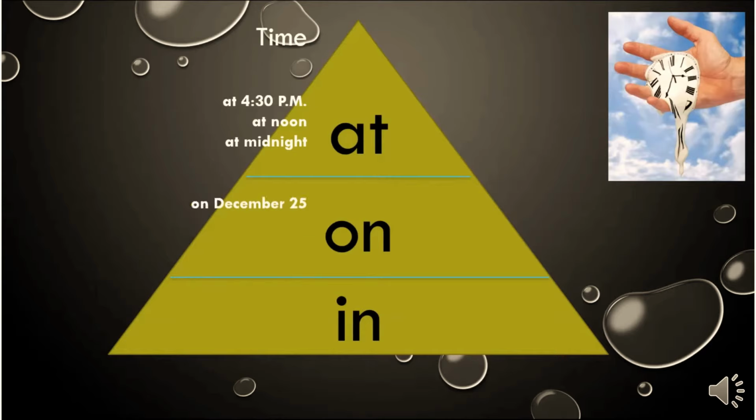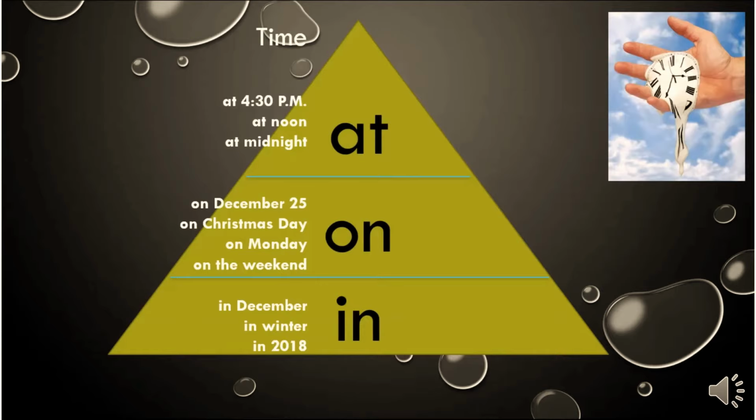What do you see? As we go down the pyramid, what's happening to our time? Notice at the very top of the pyramid, it's the most narrow. We have at the top. We use at to discuss small times, times that you would find on a clock. As the pyramid goes down, it gets wider, and we talk about larger amounts of time. On, we discuss days. Once again, we go a little further down the pyramid to discuss bigger frames of time using in.